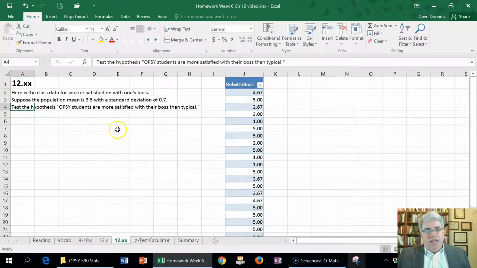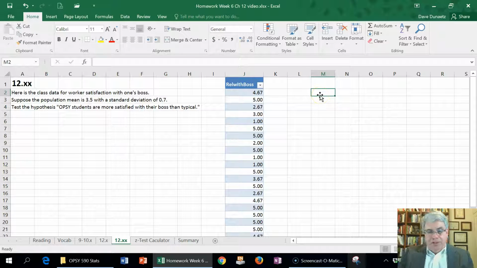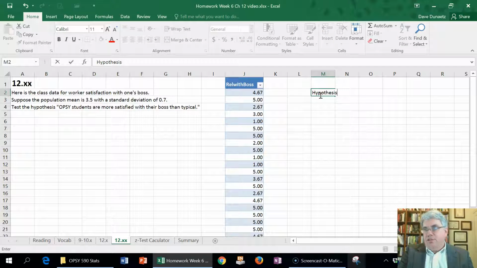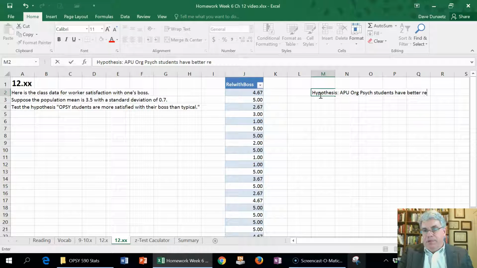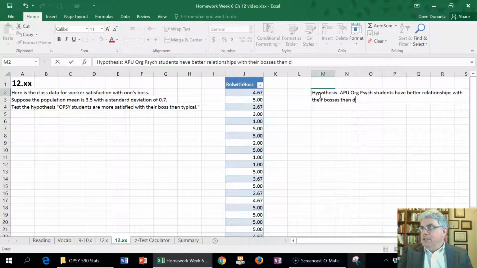organizational psychology students at APU are more satisfied with their boss than the typical person is. So we can clarify here what our hypothesis is. Hypothesis: APU org psych students have better relationships, because this is kind of a measure of relationship quality, with their bosses than do the average person. So we're predicting average rather than difference.